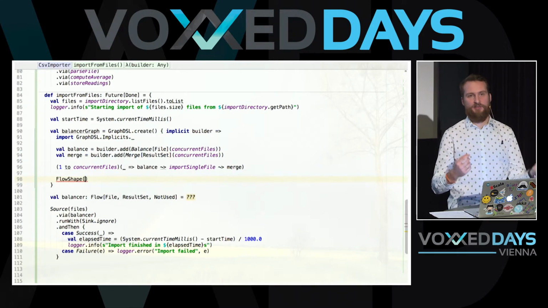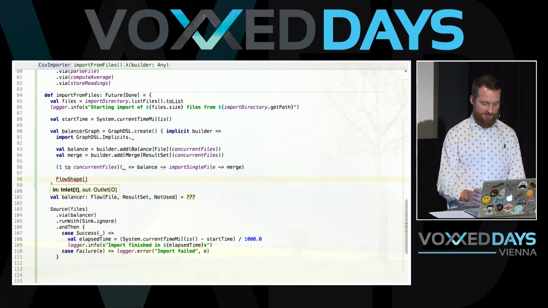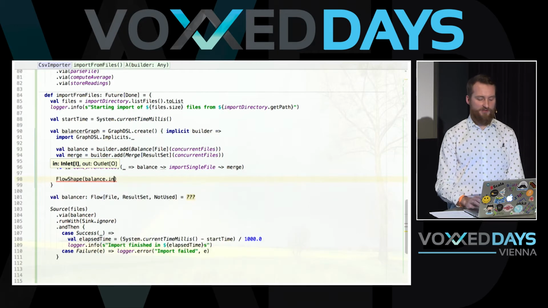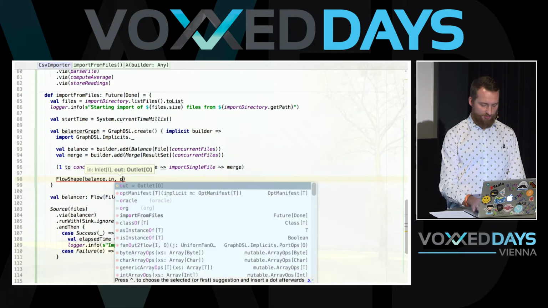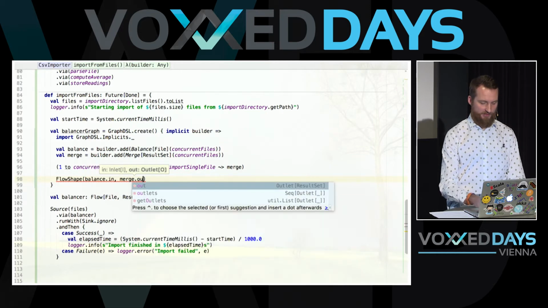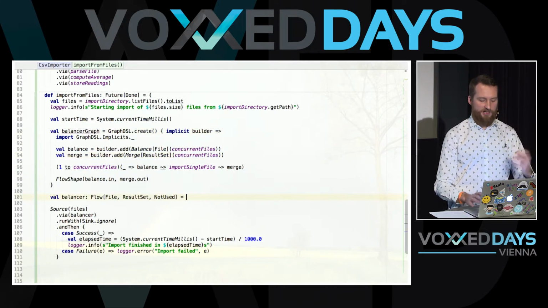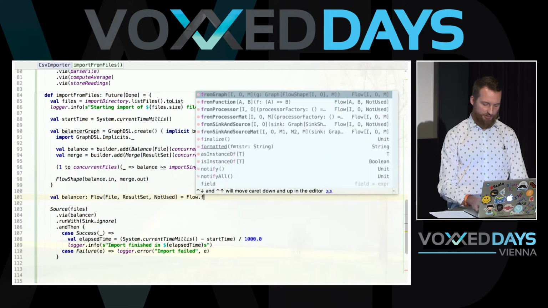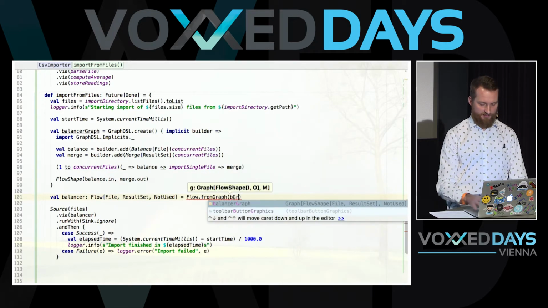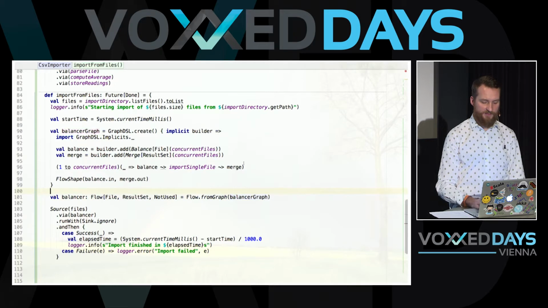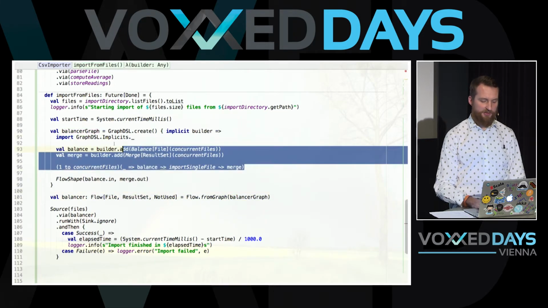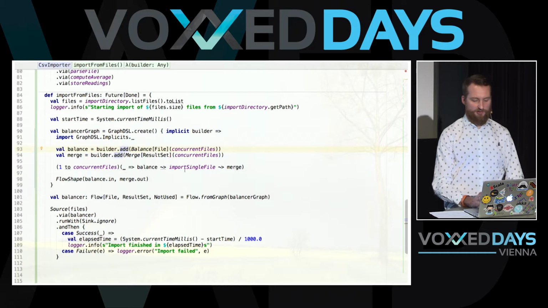And the flow shape has a single input and a single output, just as we defined the flows before. But here we're just using the DSL. And the input of our flow would be the input of the balance stage, and the output will be the output of the merge stage. So this is the definition, and our actual balancer flow will be built from the graph we defined, just like that.